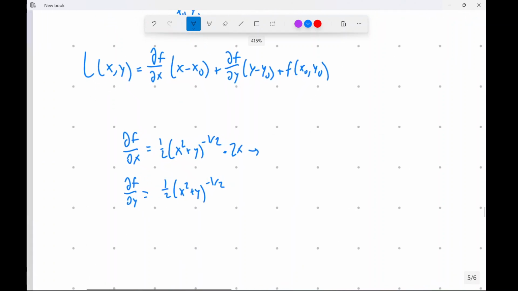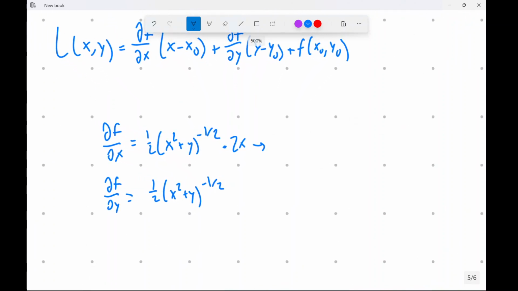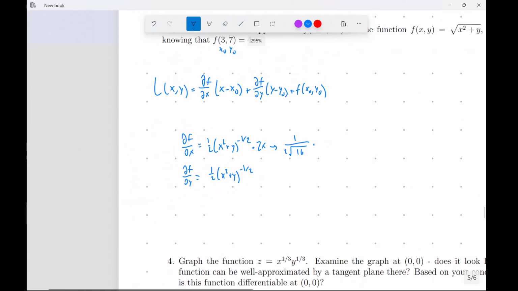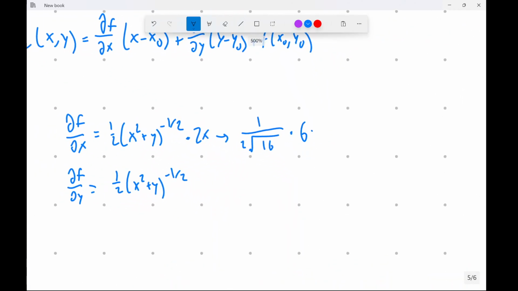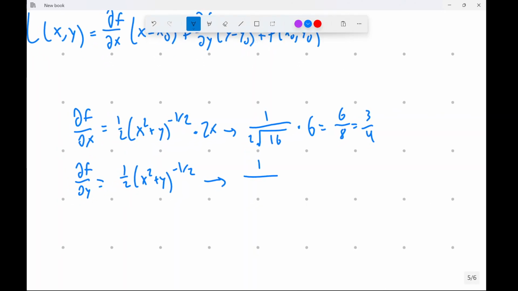At (3, 7), this is going to become what? 1/2 root 3 squared is 9, 7 is 7, 9 plus 7 is 16. And then x is 3, so this is going to be times 6. So this is going to be 6/8, which is 3/4. And then partial f partial y is just going to be 1/2 root 16, which is 1/8.